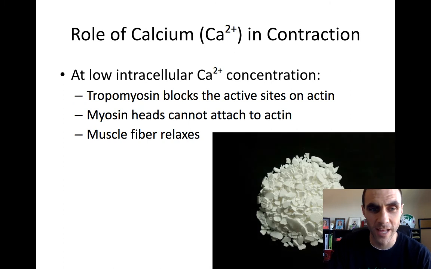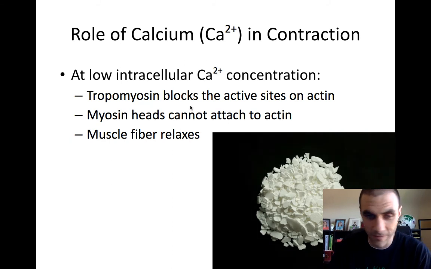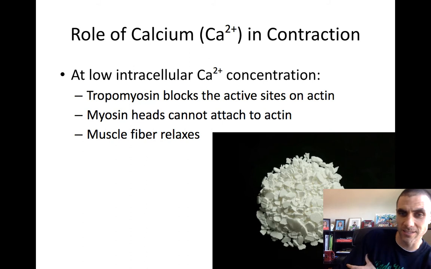We're going to skip over that stuff. You can read all these, right? And I just described this, right? At low levels of calcium, here are the 3 points. I can read them to you if it helps. Tropomyosin prevents myosin from binding to actin. That's what I mean by blocking the active site, so myosin can't attach to it. The muscle fiber remains relaxed. That's calcium right there.